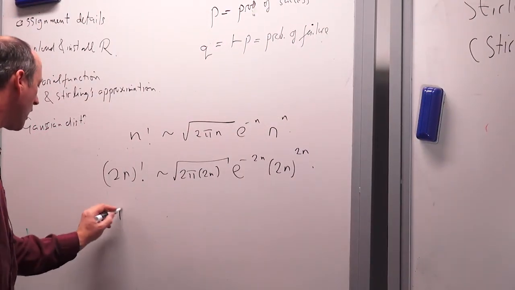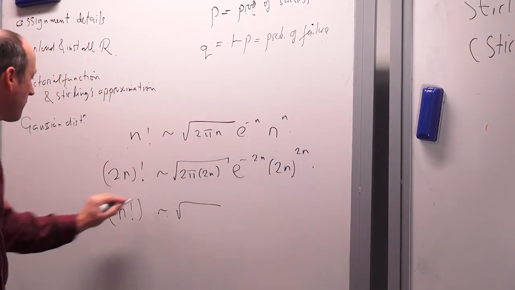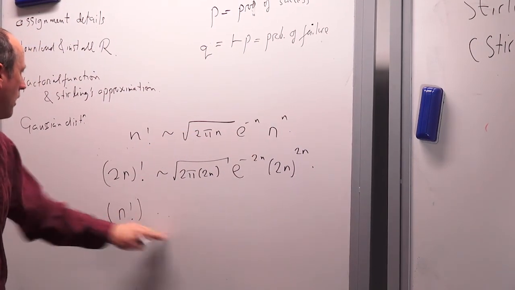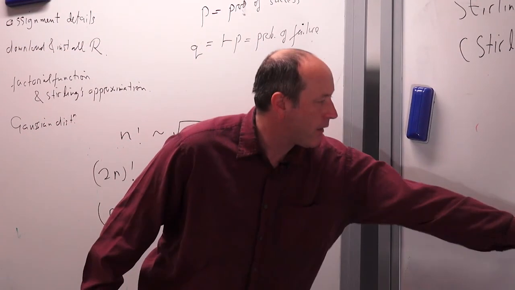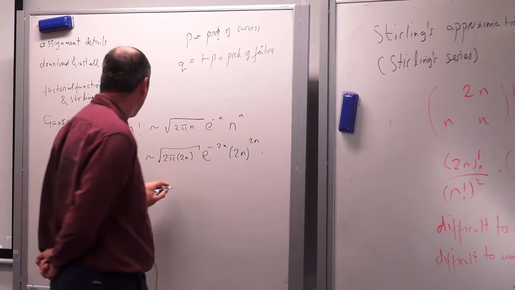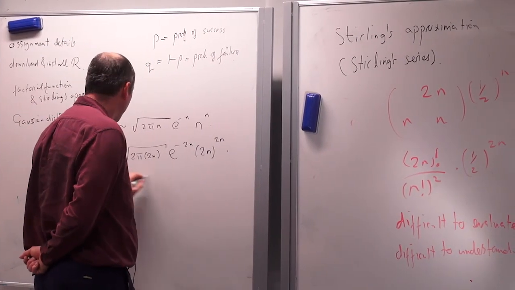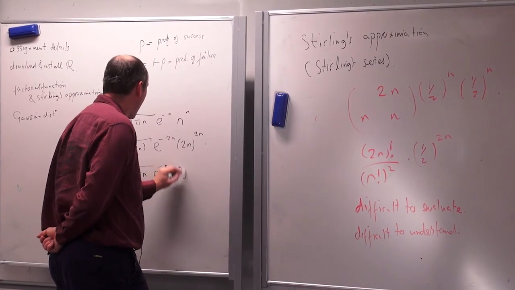Okay? And n factorial is approximately, oh, I've got it here, haven't I? I've got n factorial. n factorial squared, why am I doing that? It's because I need it from down here. Is approximately equal to, well, I'll do it in stages. Root 2 pi n, e to the minus n, n to the n, all squared.